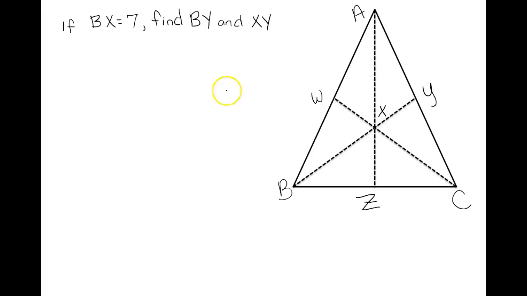All right, on this one, you are given that BX is 7. I'm going to go ahead and label it B to X. So from this vertex to the centroid is 7. So from B to X, don't forget, we know that BX is 2/3 of that entire segment BY. All right, so if BX is 7, let's go ahead and plug it in.